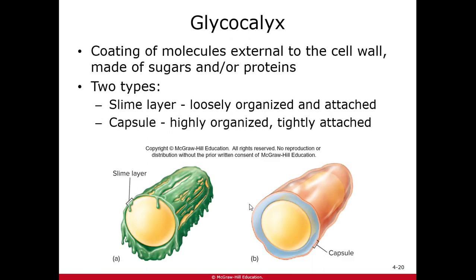Another outside structure that they can have is a glycocalyx. This is attached to the outside, and there are two types of glycocalyces.